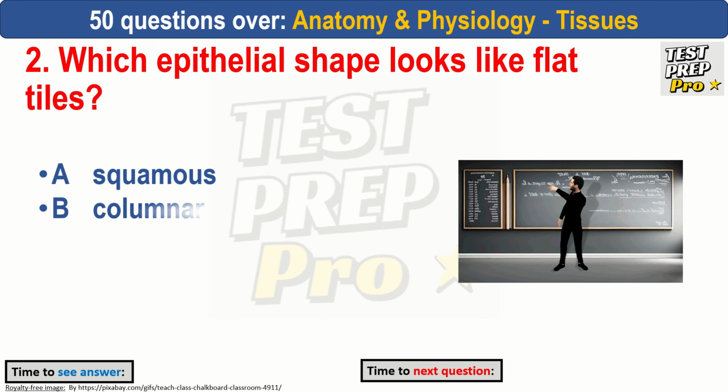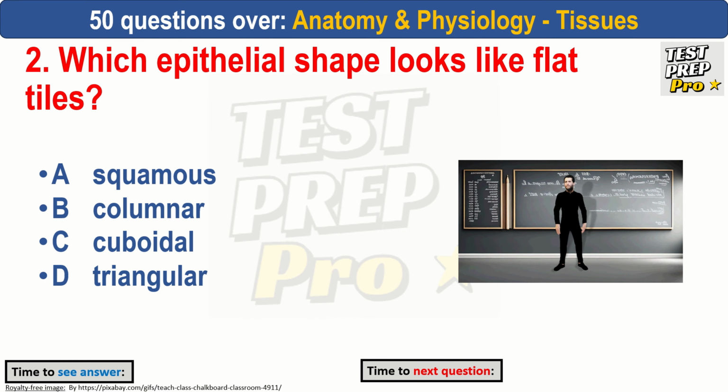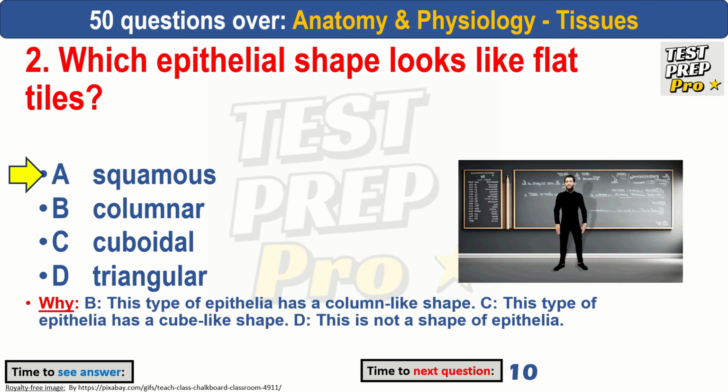Which epithelial shape looks like flat tiles? Is it squamous, columnar, cuboidal, or triangular? The answer is squamous. Columnar looks like a rectangle, cuboidal looks like a square, triangular is just a made-up distractor option.